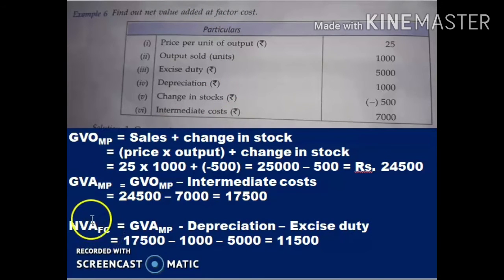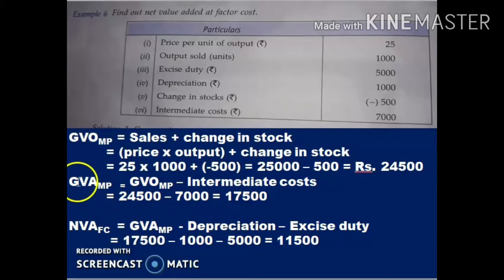NVAFC. Okay. So first you have to just see gross. G is given here. So how will you convert G to N? You will be subtracting depreciation to convert gross to net. The given value, that is GVAMP, has to be written in the formula minus the conversion, that is minus the depreciation. Gross to net, minus depreciation.